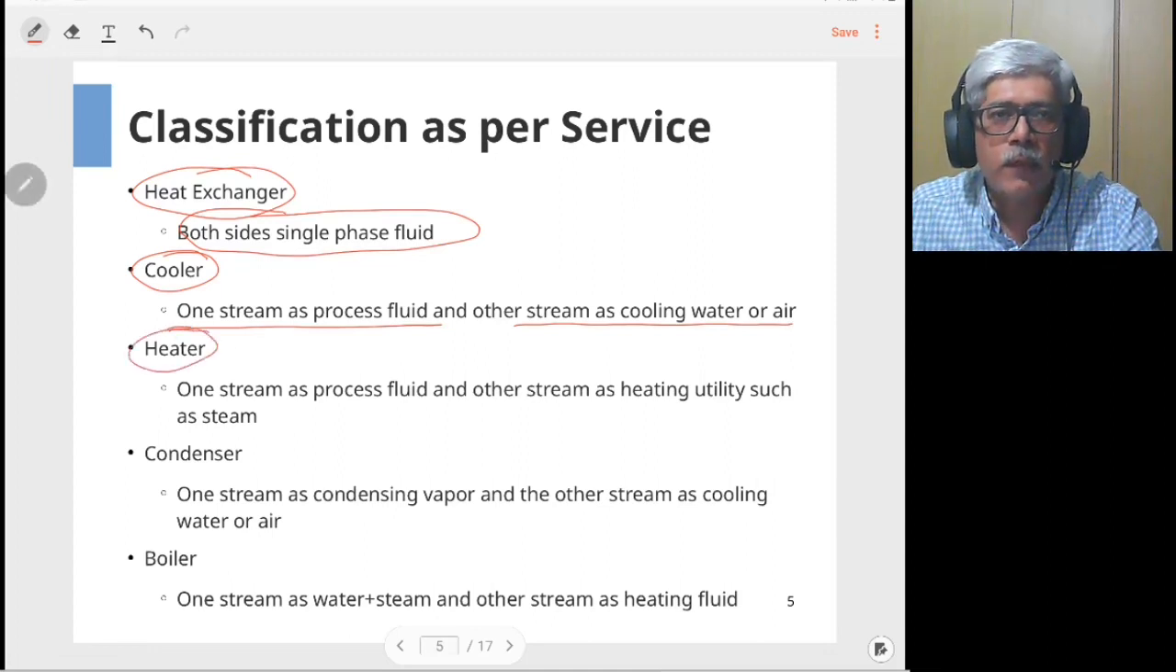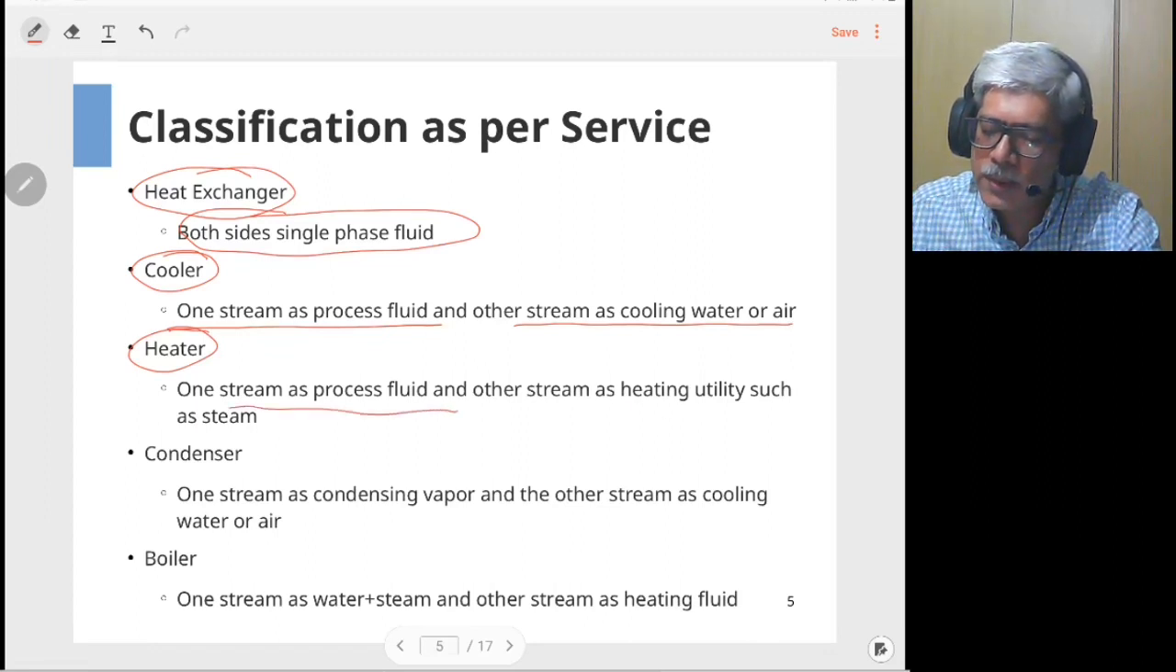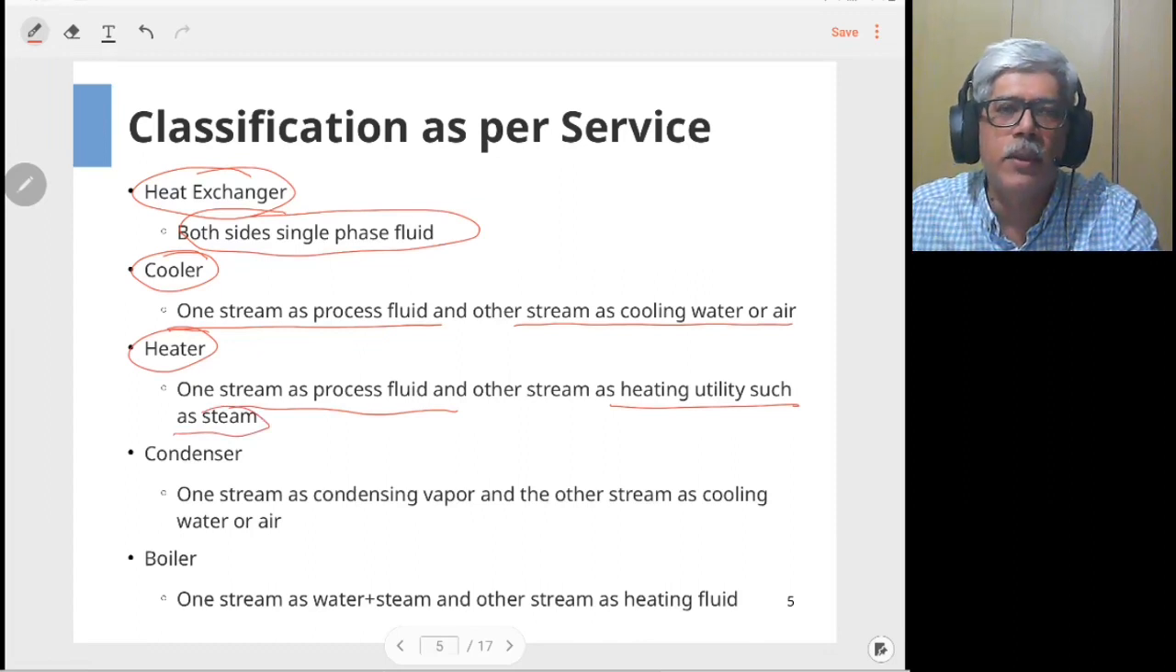Heater is opposite to that of the cooler. So here one stream is process fluid and the other is a heating utility such as steam. So steam is one of the most commonly used utilities in a process plant. It is available in all plants and it can be used for heating purposes.